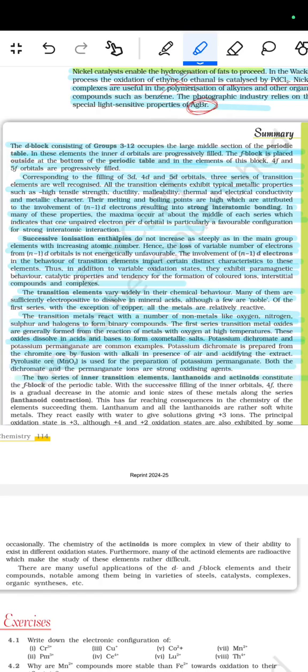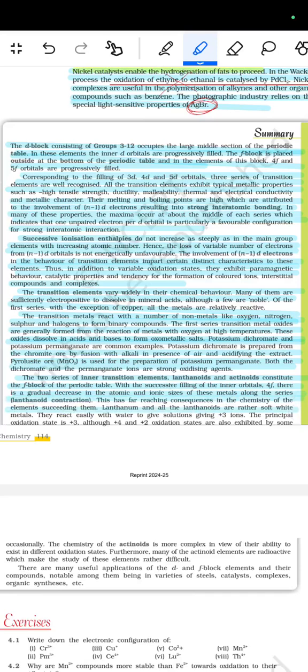The two series of the inner transition elements, lanthanoids and actinoids, constitute the f block of the periodic table. With the successive filling of the inner 4f orbitals, there is a gradual decrease in the atomic and ionic size of these metals along the series, the lanthanoid contraction. This has far-reaching consequences in the chemistry of the elements succeeding them.